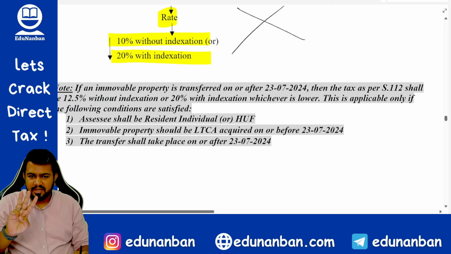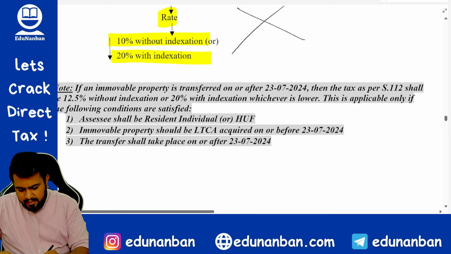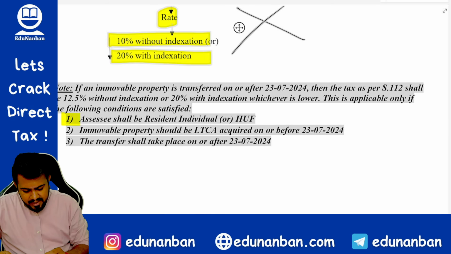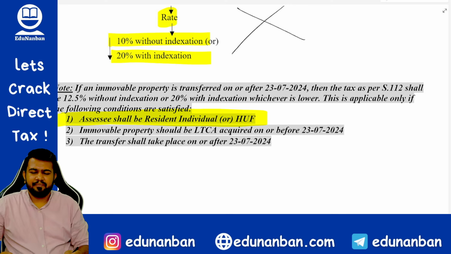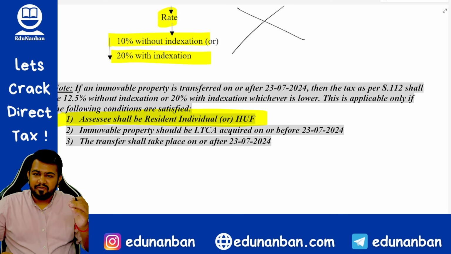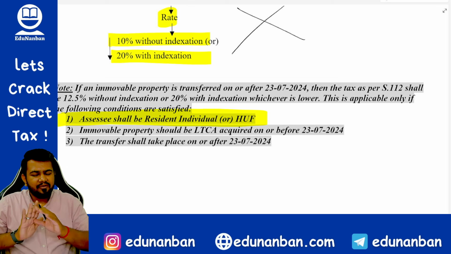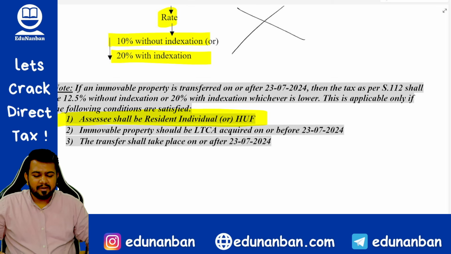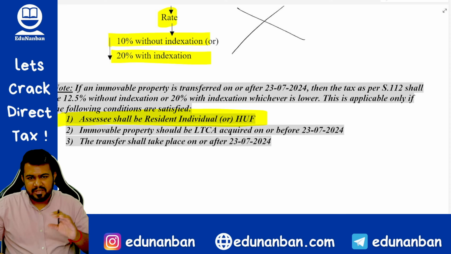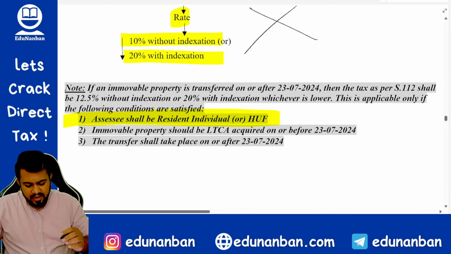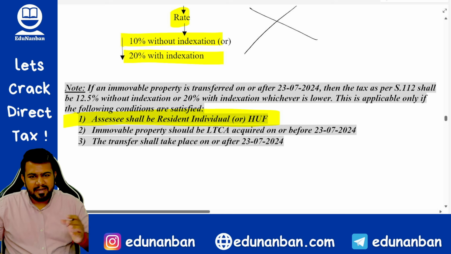There are three conditions. What are the three conditions? Number 1, the assessee shall be a resident individual or HUF. So for companies, firms, non-residents, this provision will not apply. So for corporates who are doing real estate business etc., this concept is not applicable at all. If there is capital gain, then there will not be any indexation, even in the tax. So the first condition is, the assessee should be a resident individual or HUF.